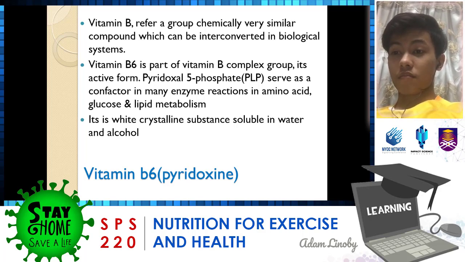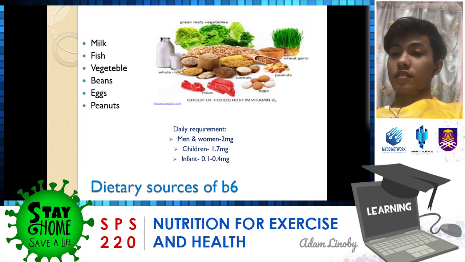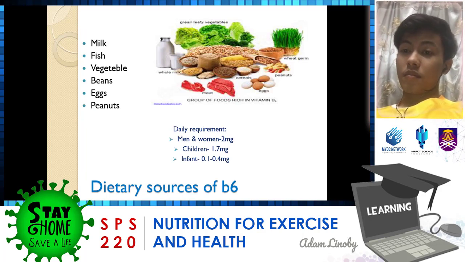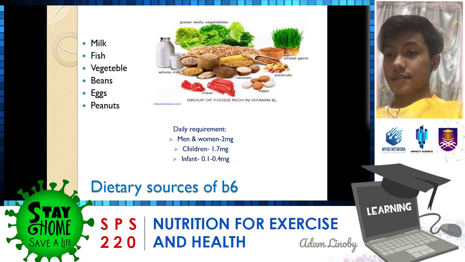Its active form, pyridoxal 5-phosphate, serve as a cofactor in many enzyme reactions in amino acid, glucose and lipid metabolism. It is a white crystalline substance soluble in water and alcohol. So the dietary source of vitamin B6 is milk, fish, vegetable, bean, egg and peanuts.